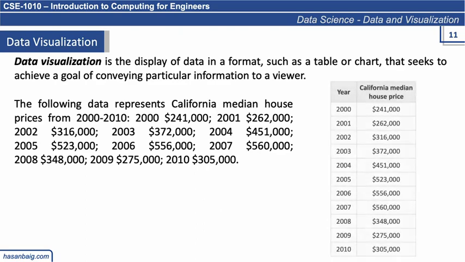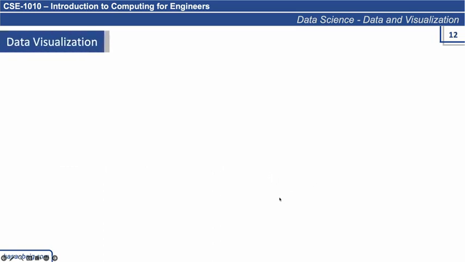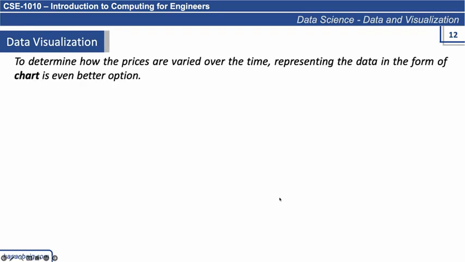What you can do is, first, represent the data in a tabular form, where you can easily see what the price was in the year 2006, and you can still read the values, so it's more readable. But still, if you were to represent that data in the form of charts, it will become more insightful.